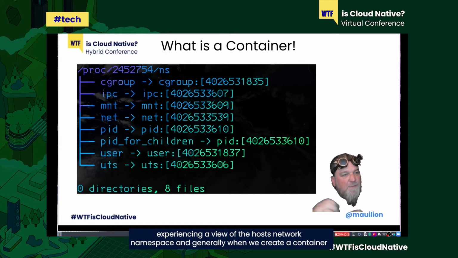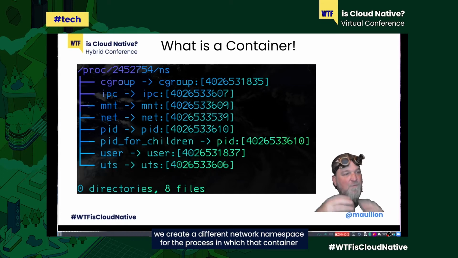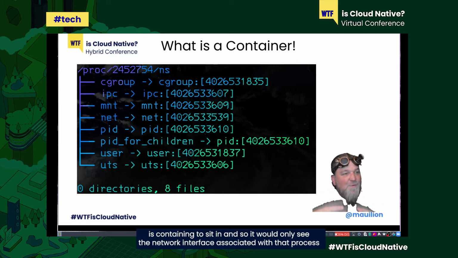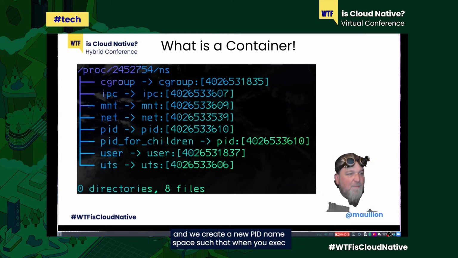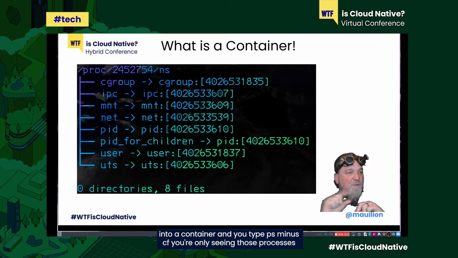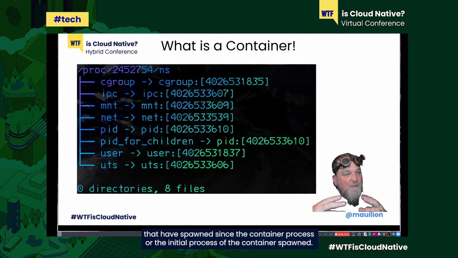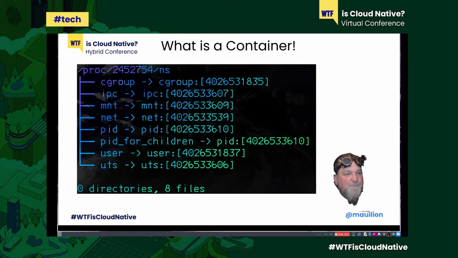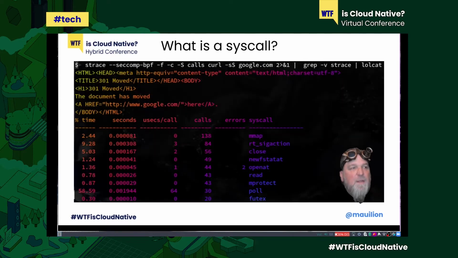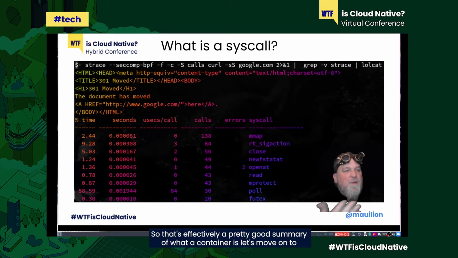And generally, when we create a container, we create a different network namespace for the process in which that container sits. So it would only see the network interface associated with that process. And we create a new PID namespace such that when you exec into a container and you type ps -ef, you're only seeing those processes that have spawned since the initial process of the container spawned. Pretty neat stuff. So that's effectively a pretty good summary of what a container is.